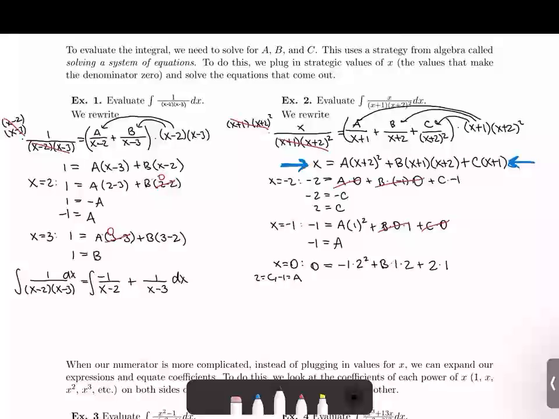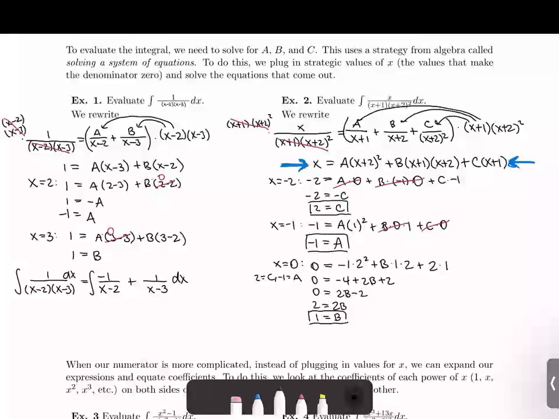So we can multiply all of this out. So 0 is going to be -4 plus 2b plus 2. So 0 is going to equal 2b minus 2. I can add 2 to both sides, so 2 equals 2b. And finally, dividing by 2 tells me b equals 1. So let me box these in just to make it clear where these are. I have now solved for a, b, and c.